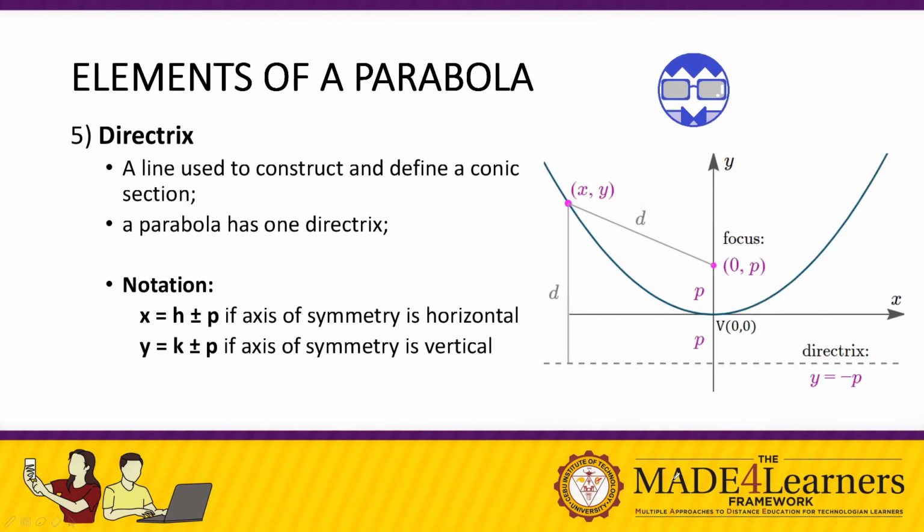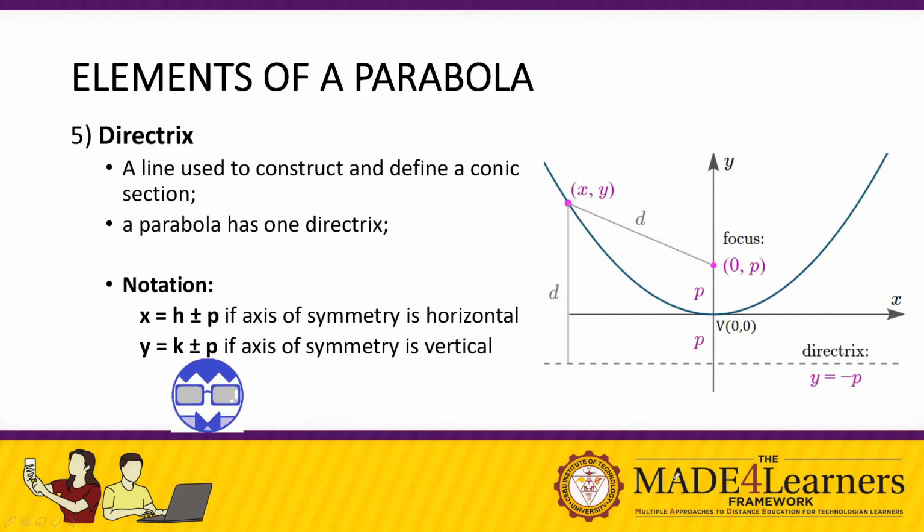Next, we have the directrix. The directrix is a line, so it is in equation form. It's a line used to construct and define a conic section. Remember that all of the conic sections have a directrix. It just depends on the location of the directrix. For the parabola, there is only one directrix in this scenario, because the other directrix of the parabola goes to infinity. So it's undefined, in other words.